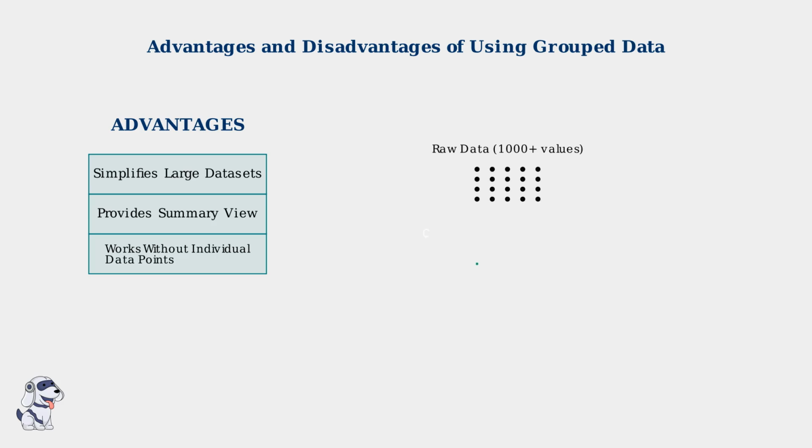The first advantage is that grouped data simplifies large data sets. Instead of working with thousands of individual values, we can organize them into manageable intervals that reveal patterns more clearly. The second advantage is providing a summary view that highlights overall distribution patterns, making it easier to identify trends, central tendencies, and the shape of the data distribution. The third advantage is that grouped data works well when individual data points are not available, such as in published reports or historical data, where only frequency distributions are provided.